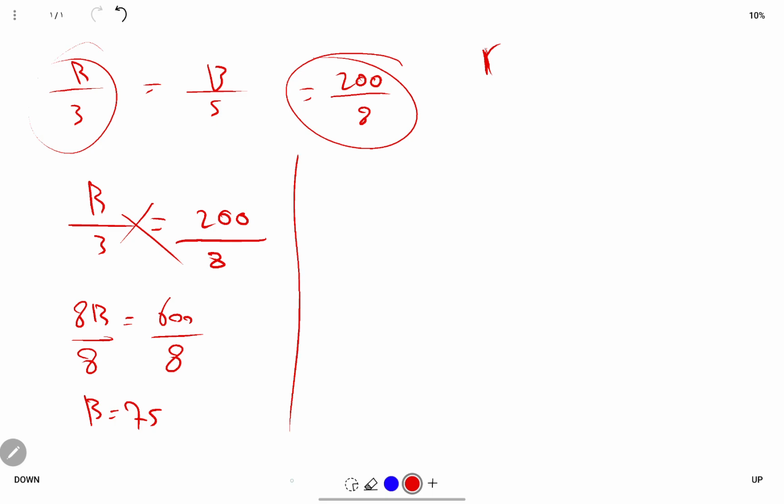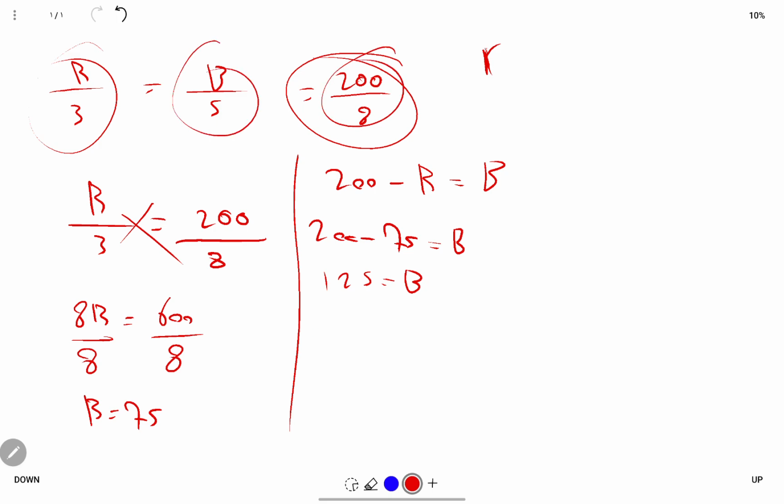Now if you want to find blue marbles, we can write 200 total minus r is equal to blue. So 200 minus 75 is equal to blue marbles. So we get 125. And also we can find blue marbles in another way.